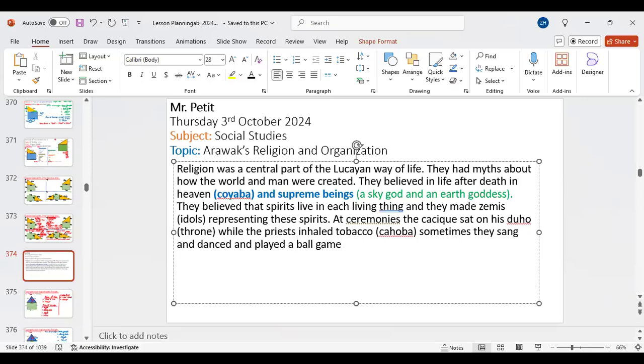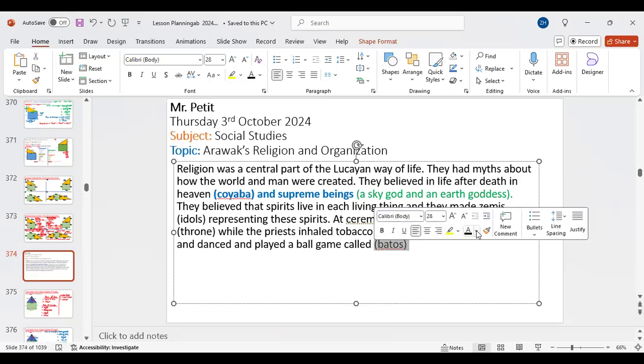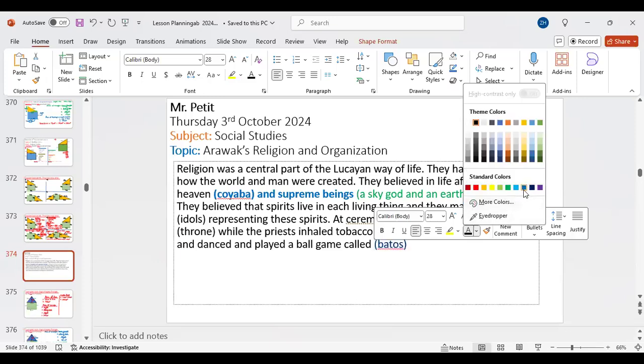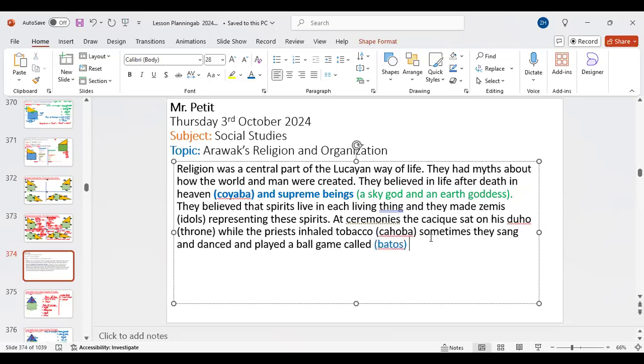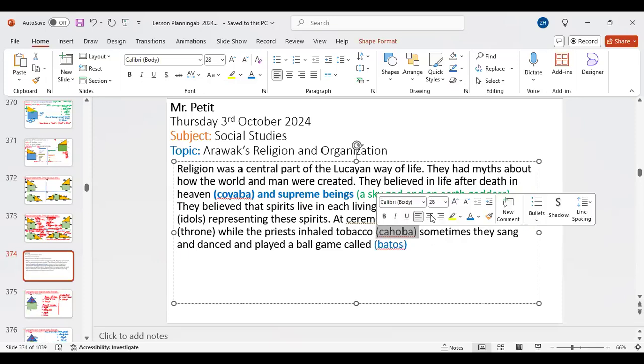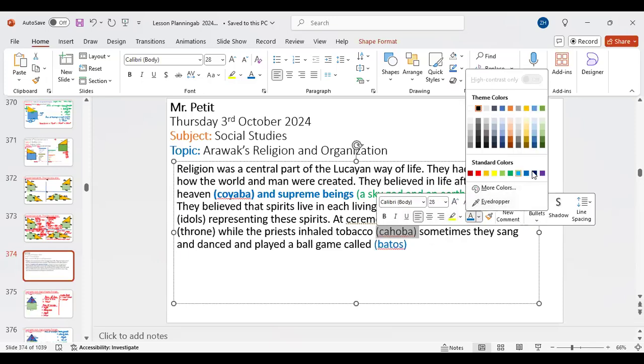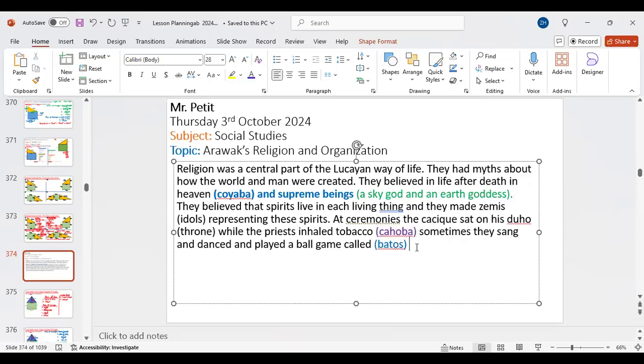Excuse me, Mr. Petit. But they hit the ball with their foot. They said the cacique would sniff the tobacco as worshiping the zemi. But if you ask me, I really think he was just trying to hide that he had an addiction to tobacco. That's why he liked doing it.